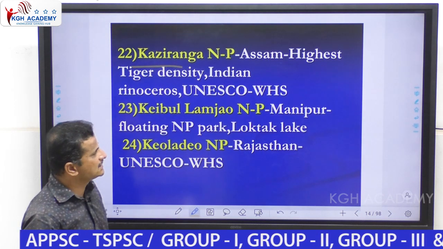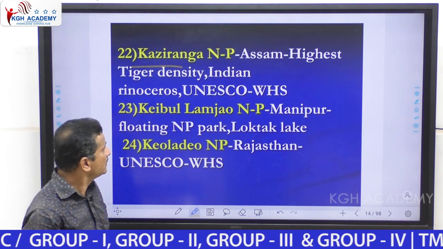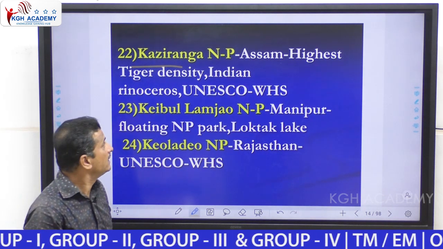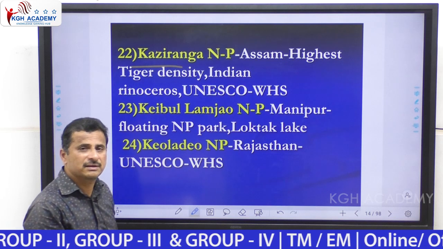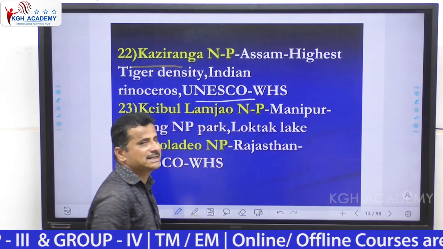Kaziranga National Park, Assam. This has the highest tiger density in India, and the rhinoceros is also famous. Kaziranga National Park is famous for the rhinoceros, and this is a UNESCO World Heritage Site.